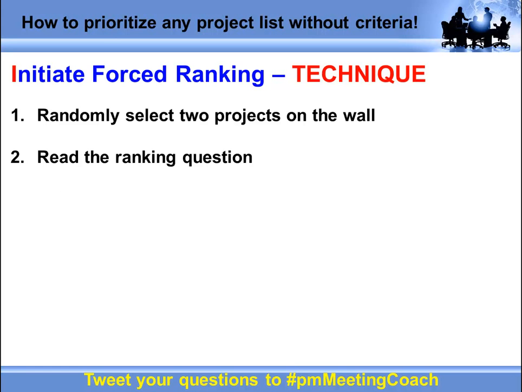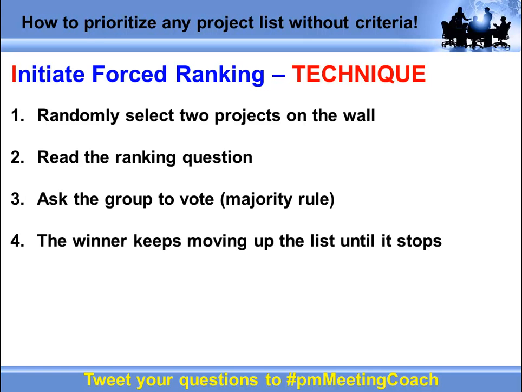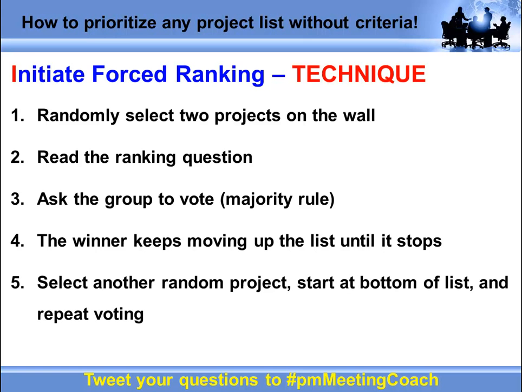I'm going to ask the group to vote on which project they think is more important. In this case, we're going to say majority rules. Basically, the winner keeps moving up the list until it doesn't win. Then when it stops moving, we slot it in, take another random project, start at the bottom of the list, and do the same thing.